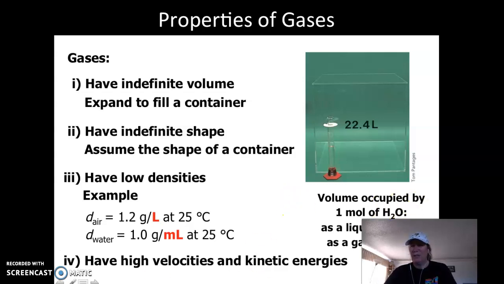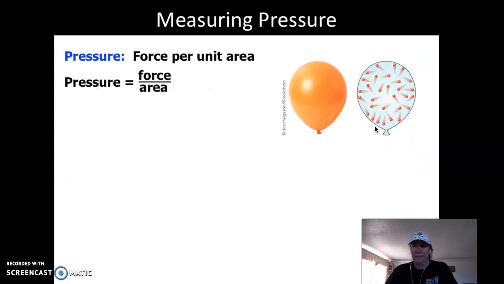Over here, it's hard to read, and I'm sorry, I'm cutting it off, but it says volume occupied by 1 mole of water. This is water vapor. As a liquid, it's 18 milliliters. As a gas, it's 22.4 liters. So there's a huge difference. If you have 1 mole of water and it's a liquid, you have 18 milliliters, but if you change it into a gas, now it's 22.4 liters. It's a huge difference as far as the volume.